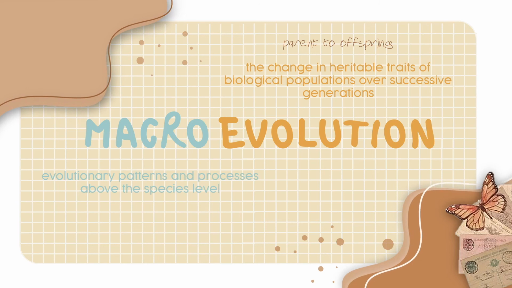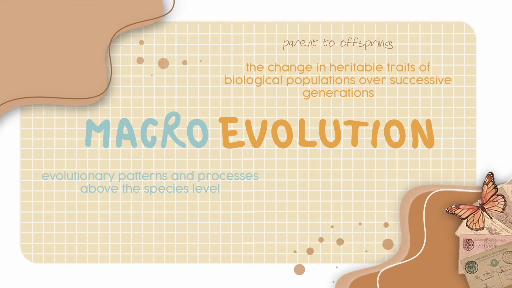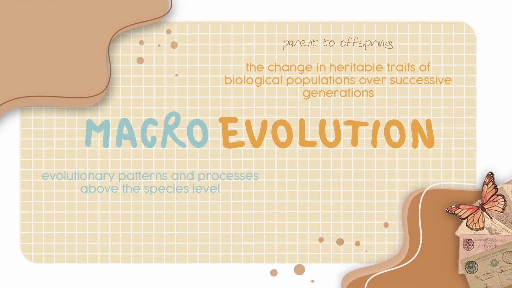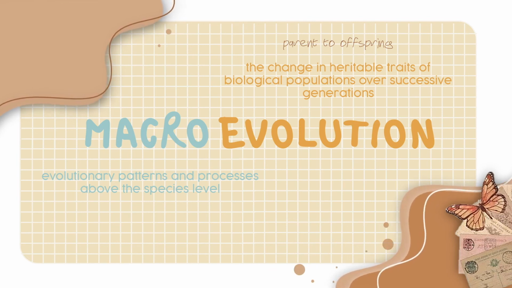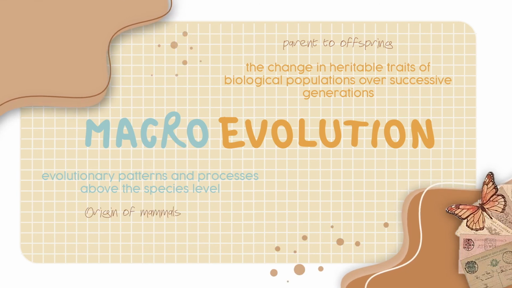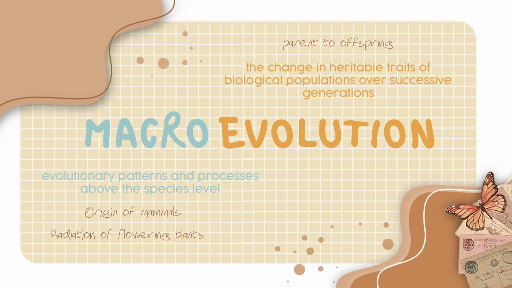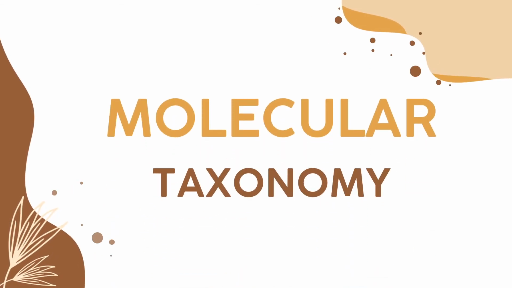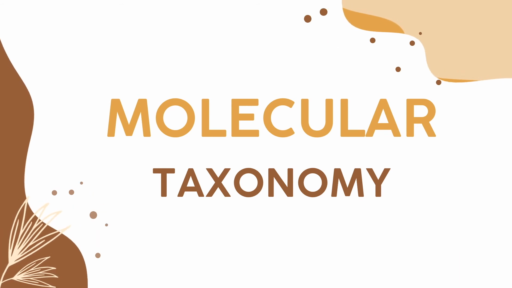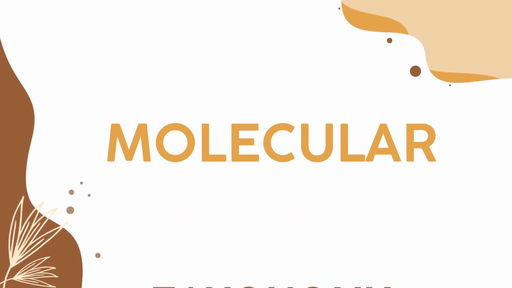Macroevolution refers to evolutionary patterns and processes above the species level. It encompasses the grandest trends and transformations in evolution, such as the origin of mammals and the radiation of flowering plants. The rise of molecular taxonomy has extended and refined our concepts of homology and analogy.